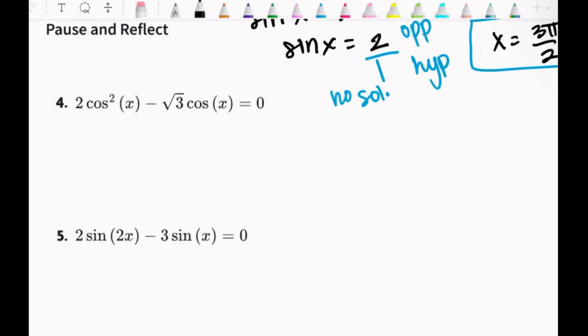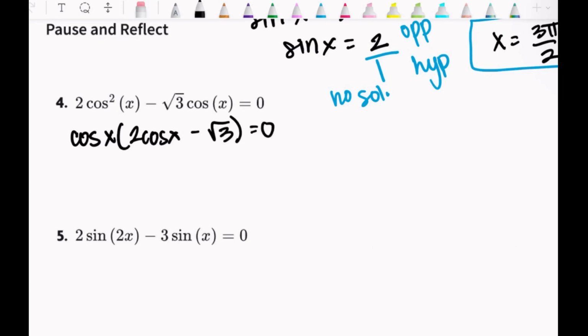And the first way that I factor is I take out the greatest common factor. And if you notice, there's a cosine in each of those. So I'm going to take out a cosine. So I'm going to take out cosine x, and I'm going to leave inside whatever's left. So that's 2 cosine x minus root 3 equals 0.